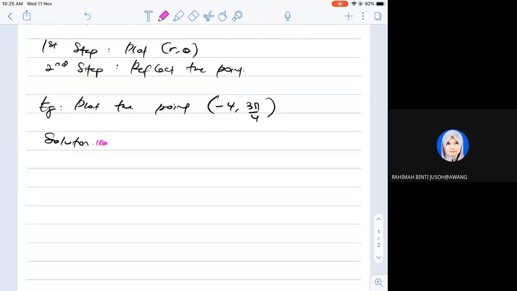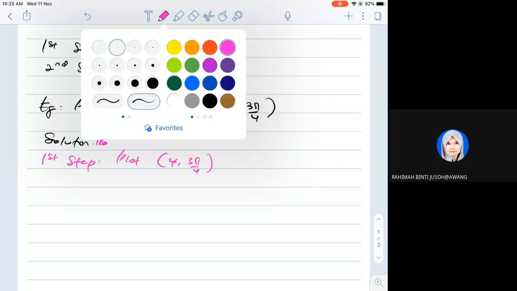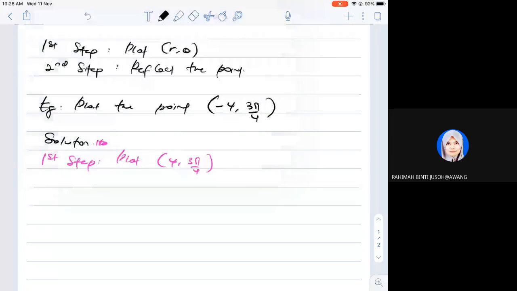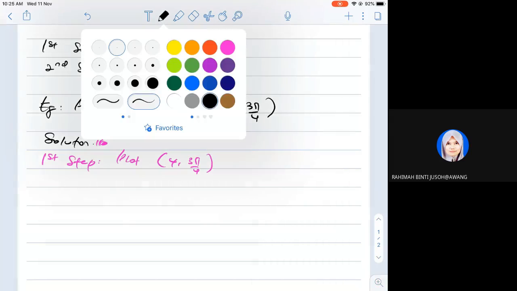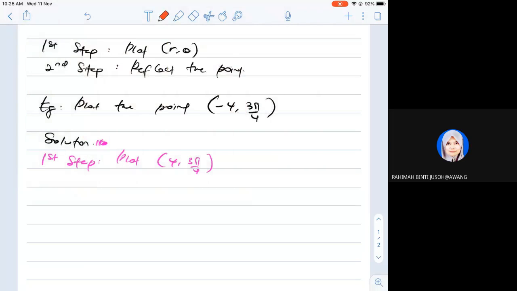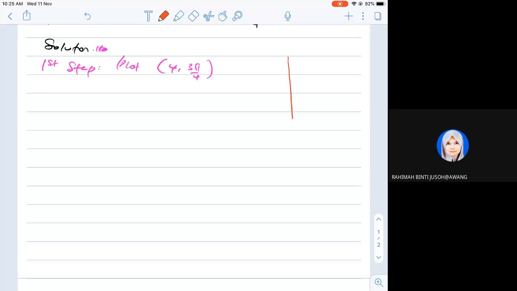Right, so first step, we need to plot the positive 4, 3 pi over 4. Okay, plot dulu titik. Positive 4, 3 pi over 4. Maksudnya you plot yang positive R dulu. Okay, so from here we will have, of course we have X and Y axis.